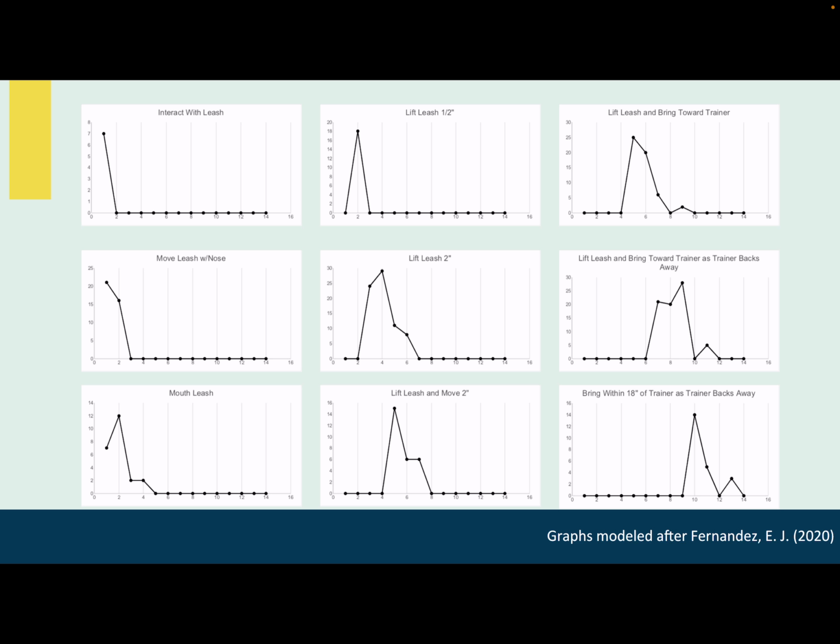Each graph depicted here follows one of the successive approximations we went through in this procedure. Along the x-axis of each graph, we see the session number. Along the y-axis, we see the number of trials of the approximation that were completed in each session. We start with the graph on the top left and work our way down. As you can hopefully see, there is a nice progression between the approximations as you move down and across the sessions.